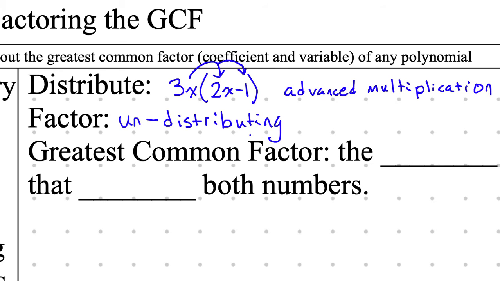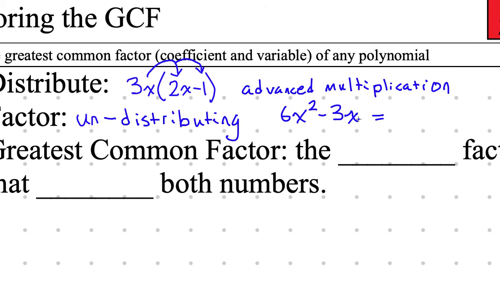It's going backwards. So if I had 6x squared minus 3x, what is the greatest common factor? And it will turn back into this thing. The greatest common factor between 6 and 3 is 3, and the greatest common factor between x squared and x is x. And I factor out the 3x, and I'm left with 2x minus 1. It's undoing all that stuff. And if you don't know how to get all of this stuff yet, I will teach you. That is all of today's lesson. If you understood this example perfectly, you don't need to do today's lesson.